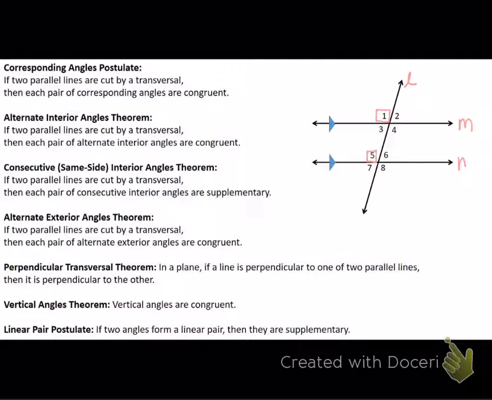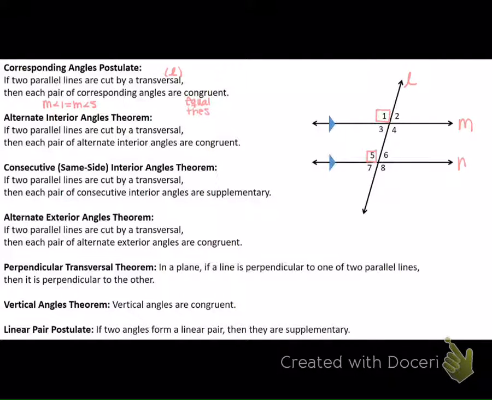So if two parallel lines are cut by a transversal, in this case we're calling it L, right? Then each pair of corresponding angles are congruent. So we're saying corresponding angles are in the same position. Do you see how they're both in the upper left of the parallel line? That's what makes them corresponding. So corresponding angles are congruent, so we're saying the measure of angle 1 is equal to the measure of angle 5. So they are congruent, they are equal, they are the same.